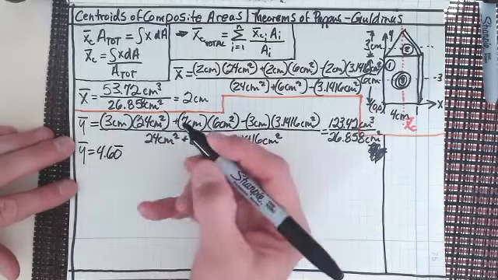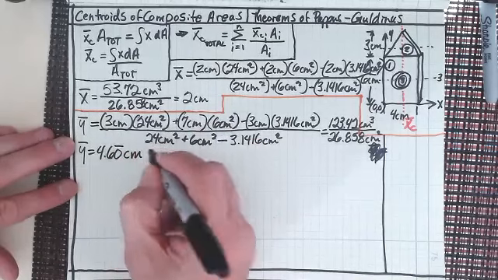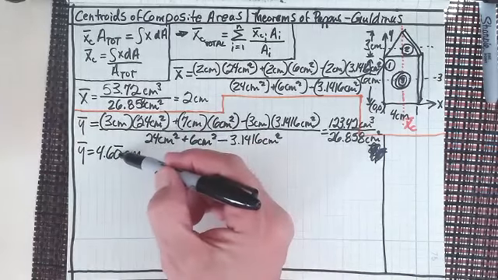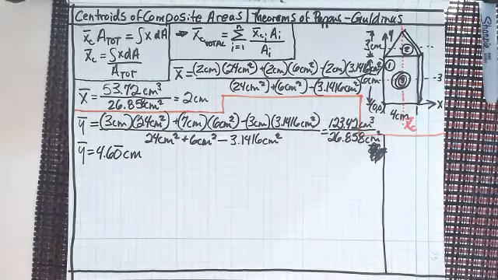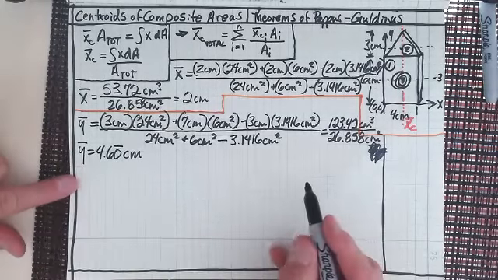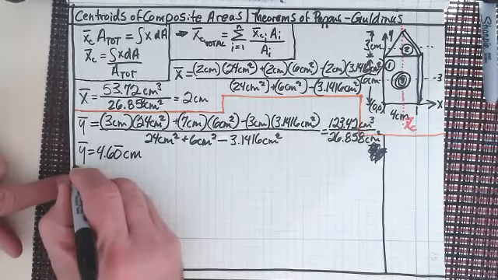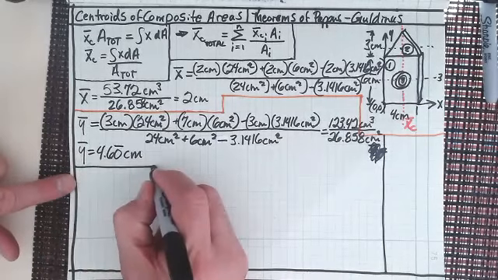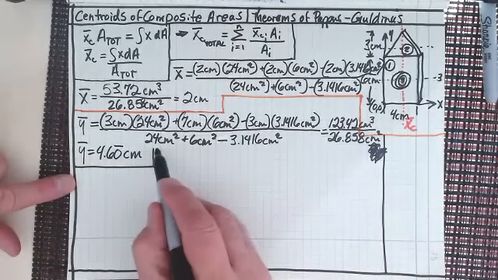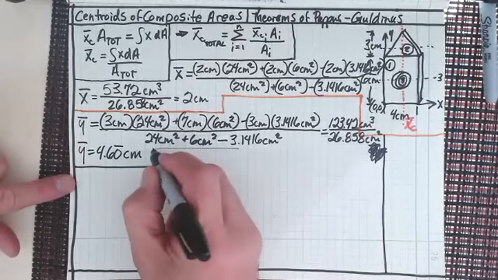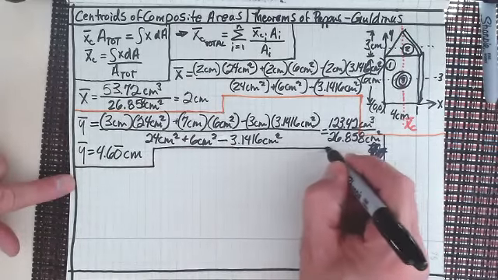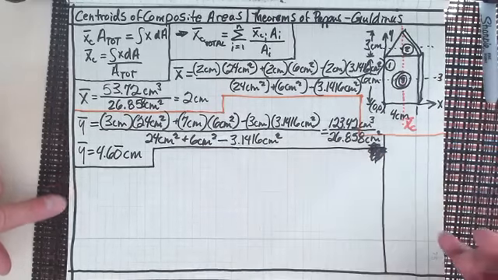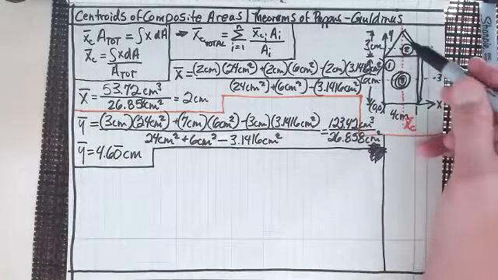4.60, and that is a significant figure, so I want to put a line across the top of it to let the next engineer that's going to look over my work know that that was a significant figure. All right. Now, that sort of ends the analysis that we did on that composite figure that I've got up here.